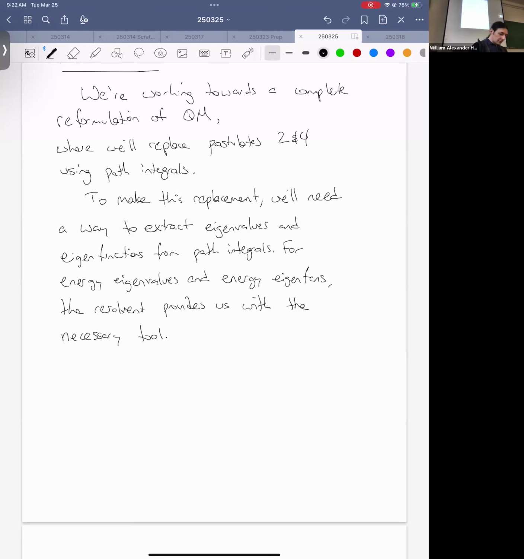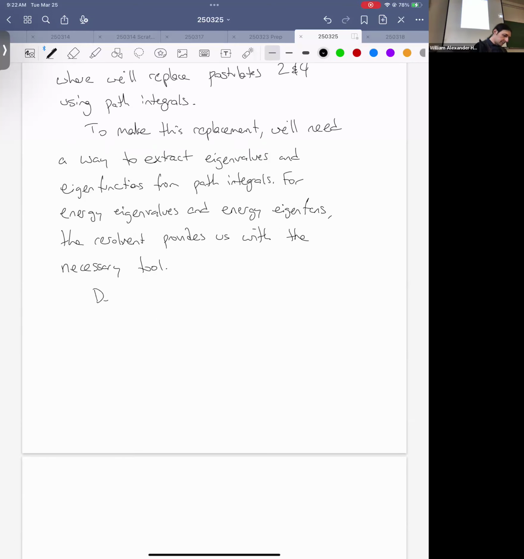Super. All right. So let's define the operator version of the retarded propagator.